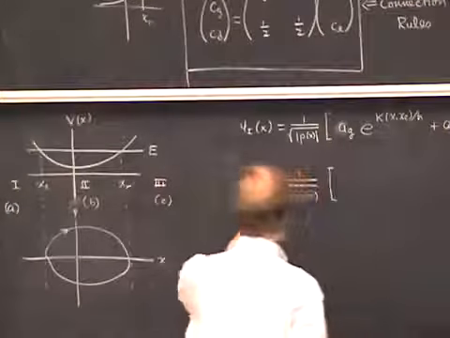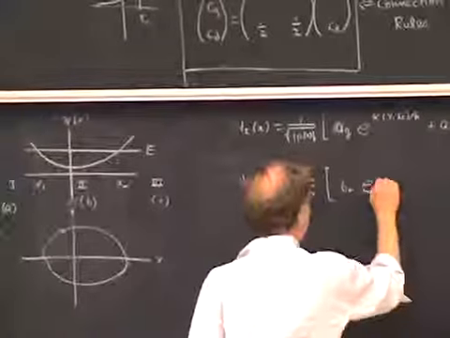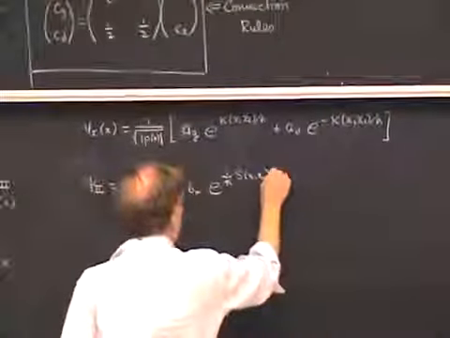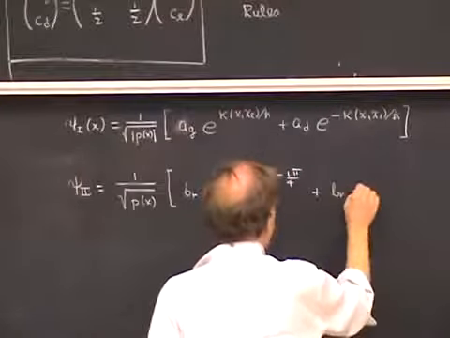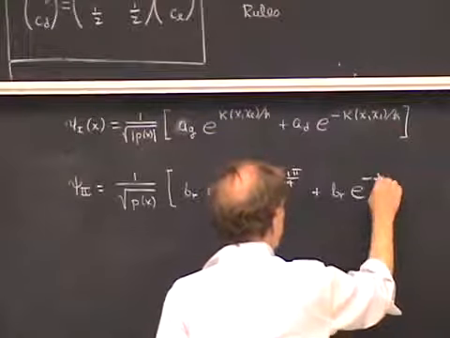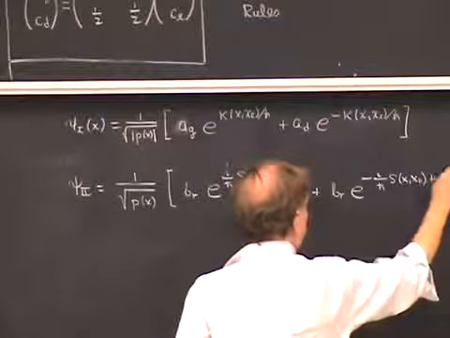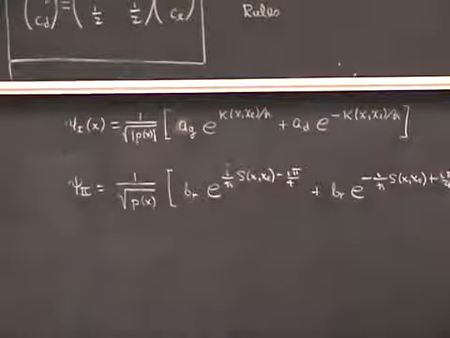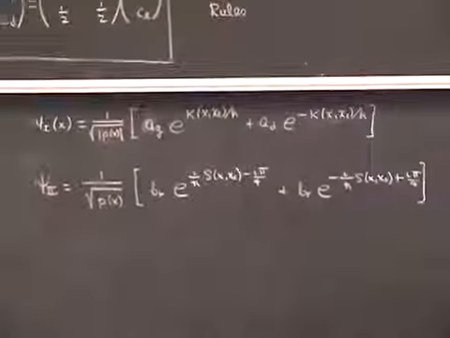So here is the psi 2 in this region. Let's call it a D coefficient to the right, e to the i over h bar S of x comma x_L minus i pi over 4, plus D right e to the minus i over h bar S of x comma x_L plus i pi over 4. However, there's another expression for psi 2 that we get by referring the action to the right turning point.